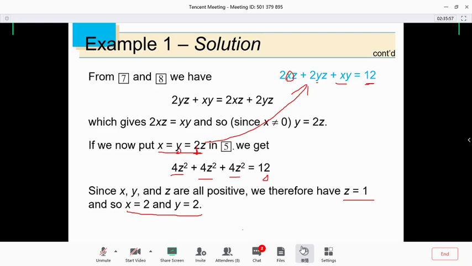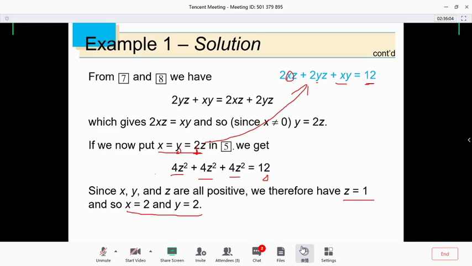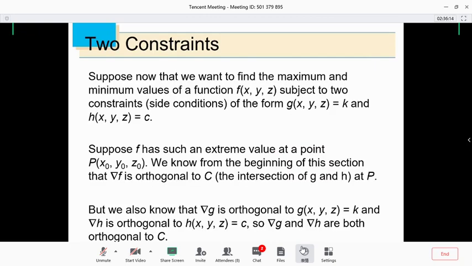Okay. This is for one constraint, and the following is for two constraints. Two constraints will be more difficult. Can I explain? Suppose now that we want to find the maximum or the minimum value of a function f subject to two constraints. The first one is this one, and the second one is this one. So there are two constraints.